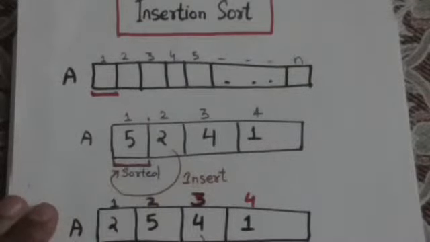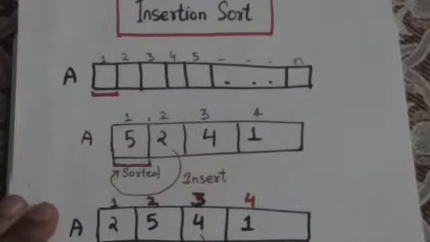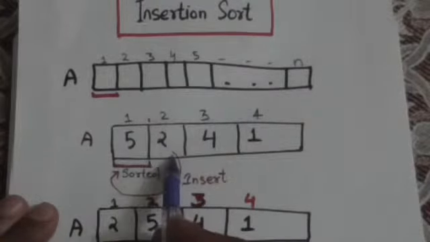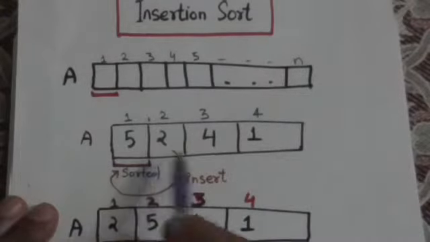Now we will insert this element 2 at the proper place in the sorted elements which are at the left of it. So when we insert this element 2 at a proper place in these sorted elements which are at the left of it, we will get this array. Now element 2 is at first position and element 5 is at second position in the array. Now see the third element.